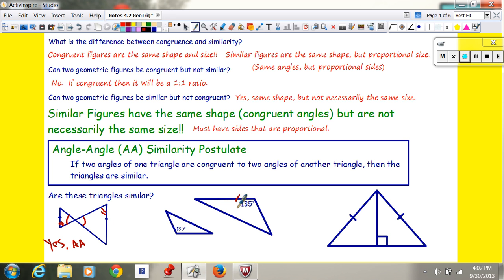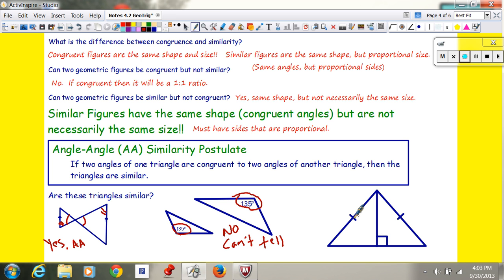This one they give you a 135 and another 135. So you know those two are congruent. But they don't give you any other angles. So you can't say that these are similar. You can't tell. The reason you can't tell is because you need at least two angles, and there they only gave you one. So you can't tell there.